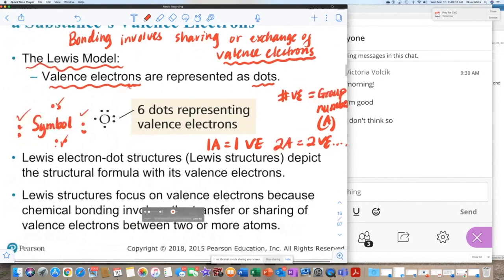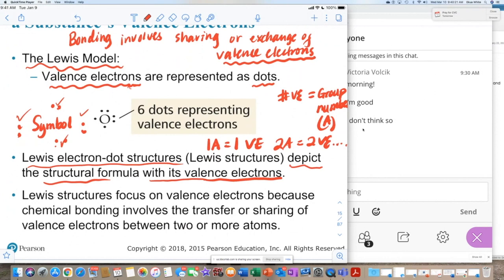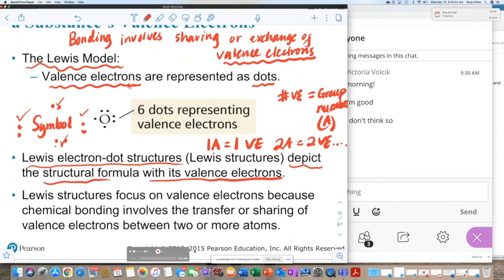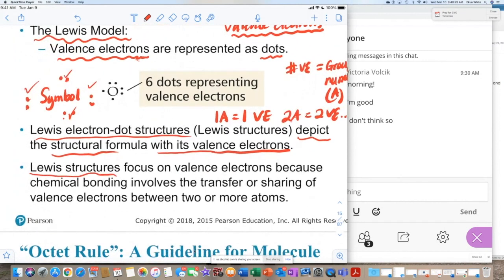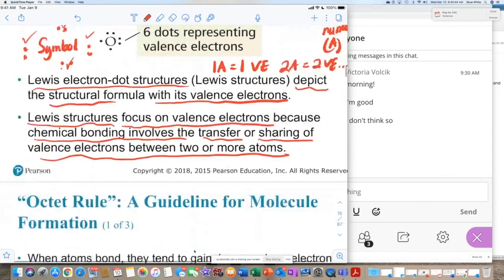Anyway, the Lewis dot structures illustrate the structural formula of the element or the compound with its valence electrons. So we use the valence electrons to draw that structure. Okay, so down the road we'll be doing the same thing, but we'll be doing this for compounds. For right now, we're practicing this for elements only. Lewis structures focus on valence electrons because chemical bonding involves the transfer or sharing of valence electrons between two or more atoms. The valence electrons are the ones that are being exchanged or shared to form the bonds.